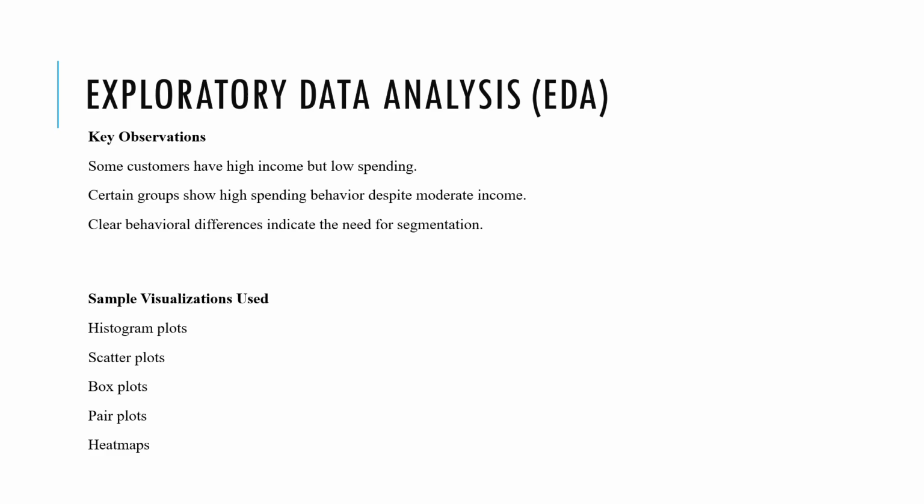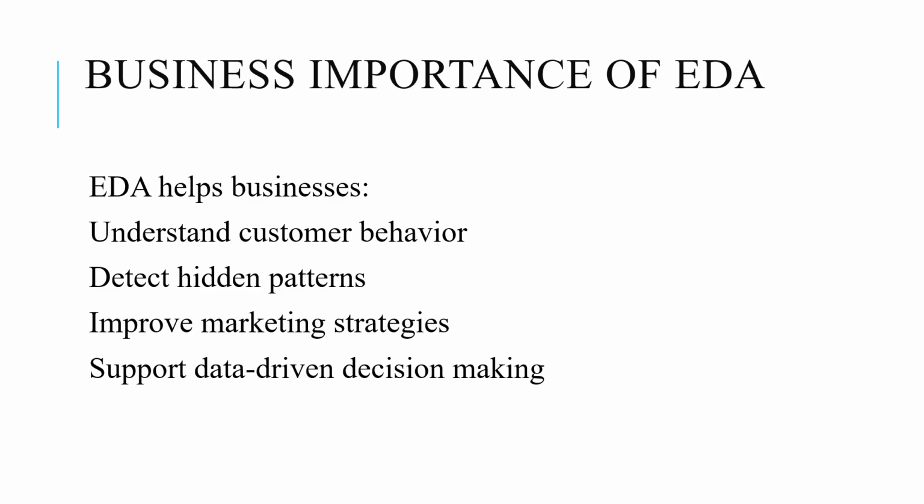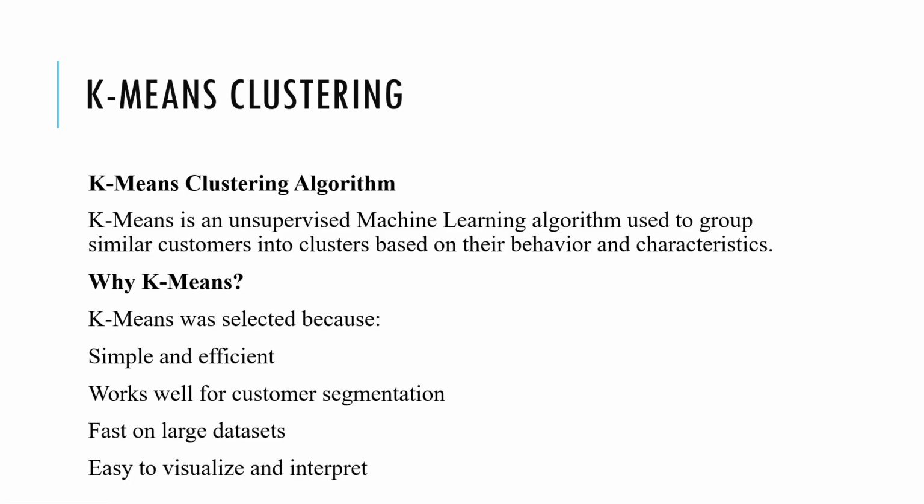So EDA is very important because it helps to identify hidden trends and support better decision making before model training. EDA also helps businesses to understand customer behavior, detect hidden patterns, improve marketing strategy, and support data-driven decision making. So now we'll try to understand K-means clustering because we'll use it in the project. K-means clustering is an algorithm used for customer segmentation.